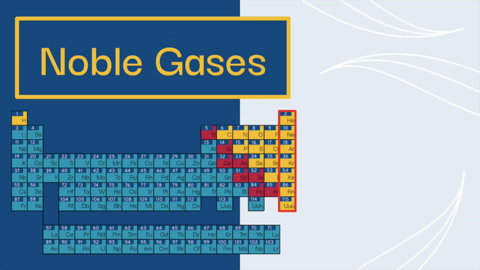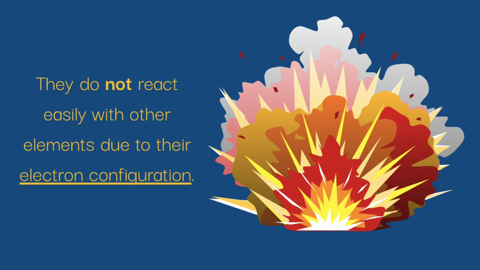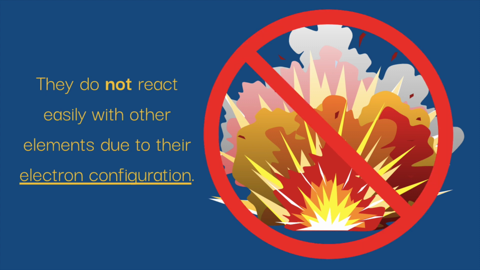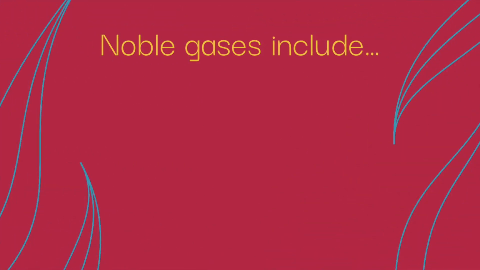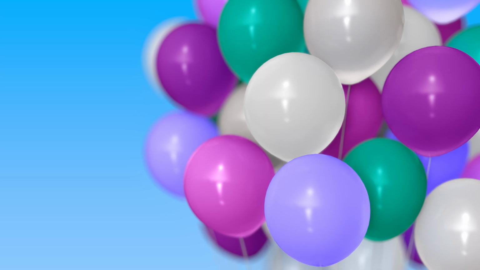Last of all, furthest to the right, are the noble gases. Noble gases were named as such because they do not react easily with other elements due to their electron configuration. Noble gases include helium, neon, and argon. Helium is commonly found in balloons, and neon is used in glowing signs.